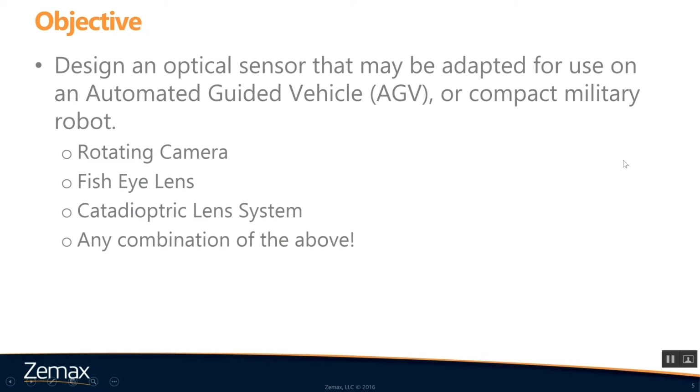So just starting out with an objective, we're going to say that our objective is to design an optical sensor that may be adapted for use on an automated guided vehicle or a compact military robot. There's going to be a wide variety of ways that we can achieve this. We can use a rotating camera design, essentially just having a fixed, non-wide angle camera that we're going to mechanically rotate. We can use a fisheye lens to get that wide field of view. We can use a catadioptric lens system, which is just a combination of mirrors and lenses in one system, or any combination of the above. So there's a wide variety of ways that one can approach this problem.